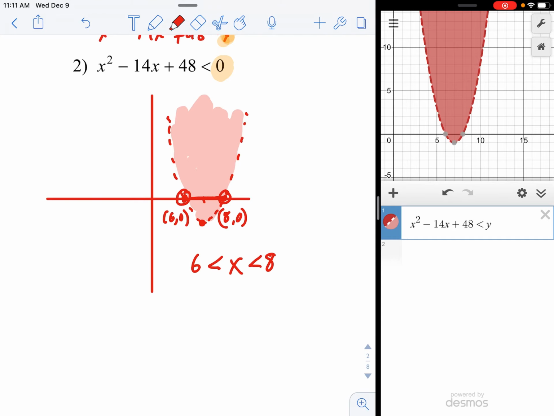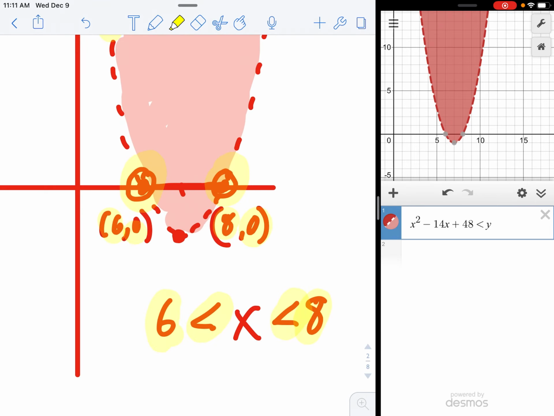Notice I used less than with no equal to because there was no equal there. Or you might notice that this was a dotted line. Dotted line correlates to not having an equal sign, which is why I drew circles around the 6 and the 8. Notice you only use the 6 and the 8 in the answer, not the zeros. Those are y coordinates. Y coordinates don't matter. It's just the x's that we are concerned about.